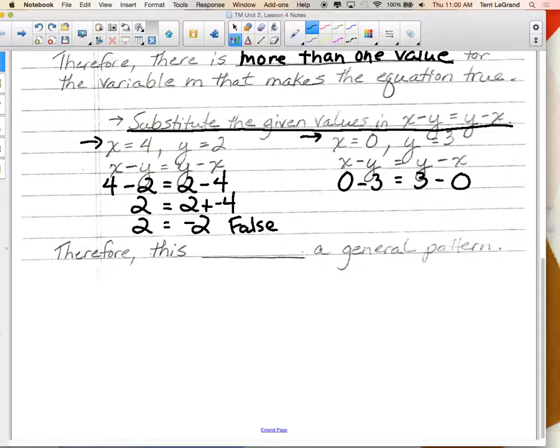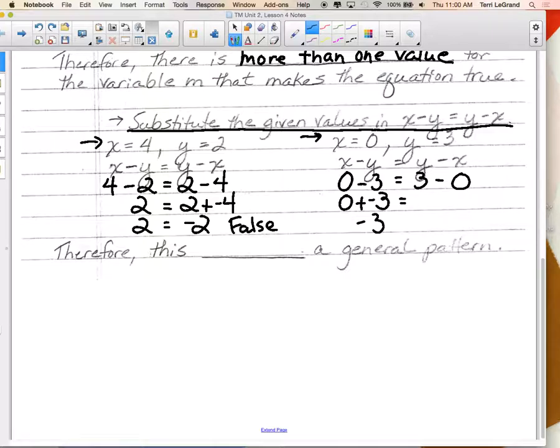Well, what happens when you start at 0 and you take away 3? Where do you end up on the number line? At negative 3. Or in other words, remember, this can be changed to add the opposite. And 0 plus a negative 3 is negative 3.